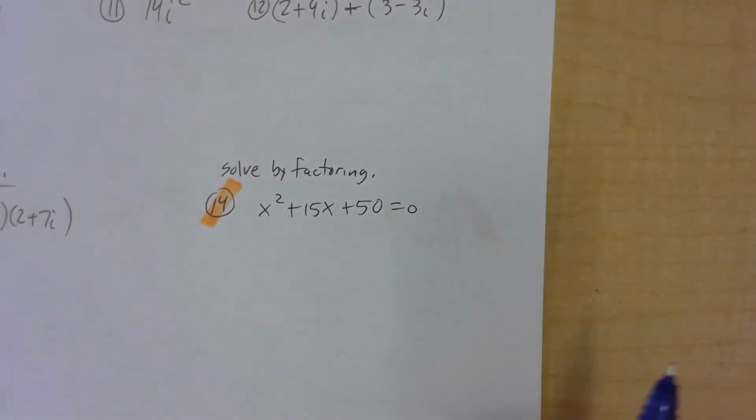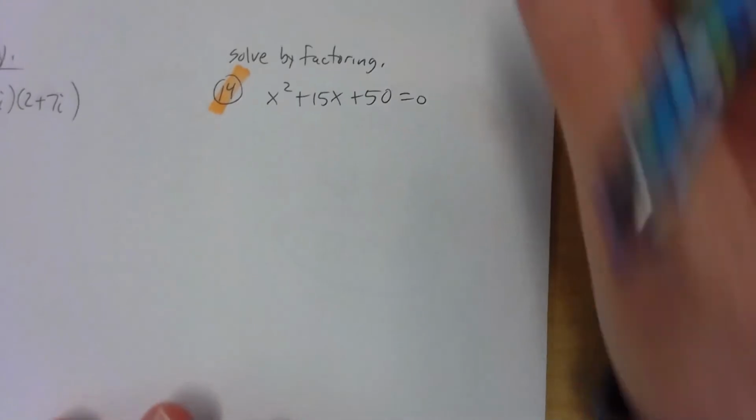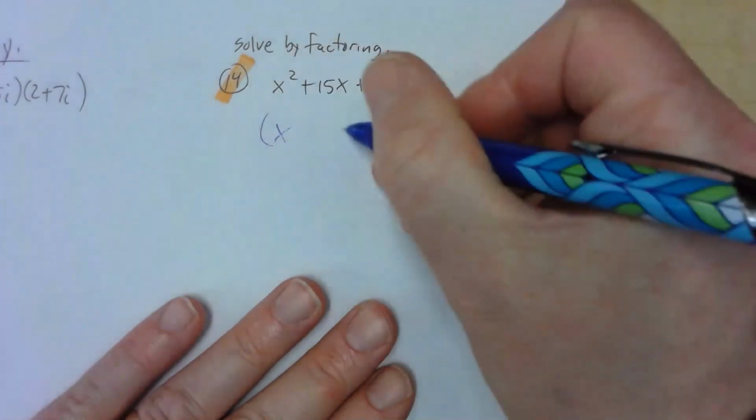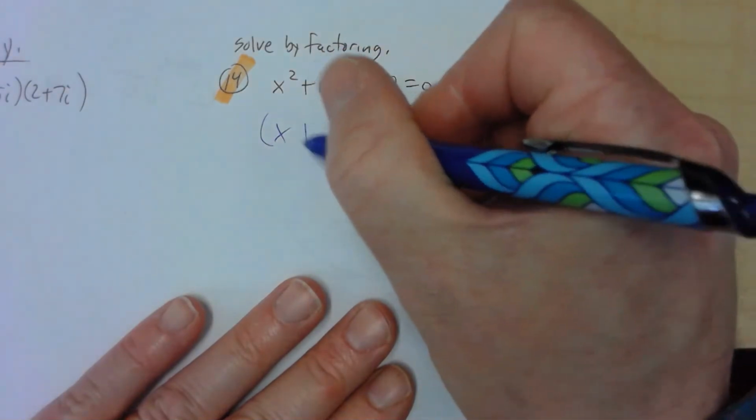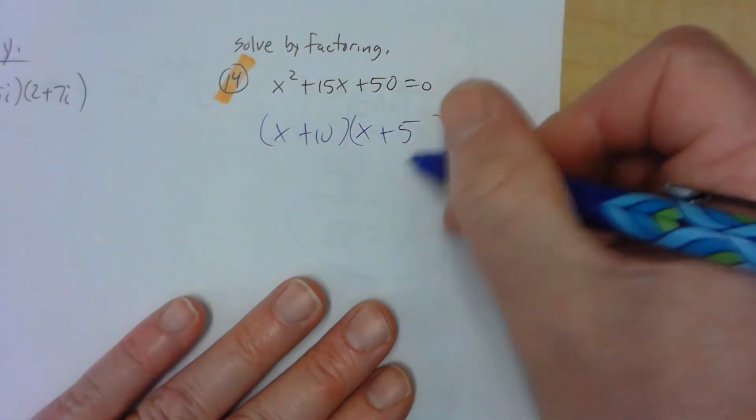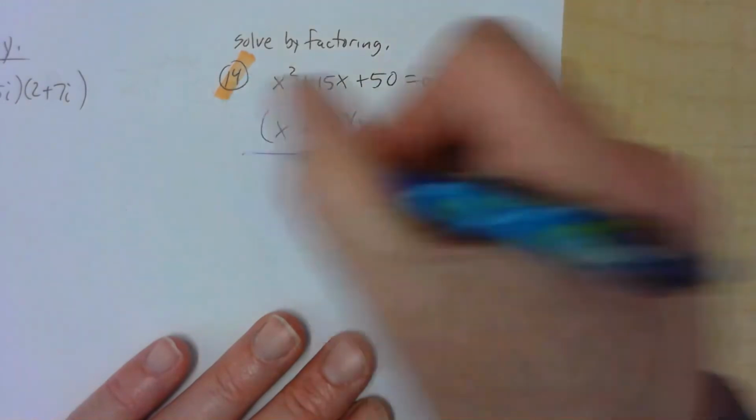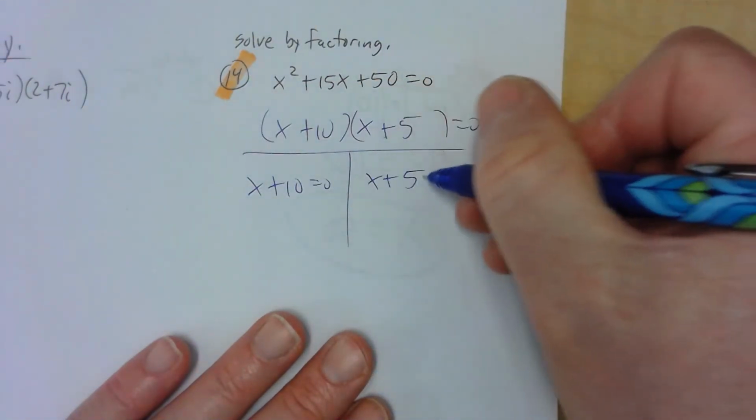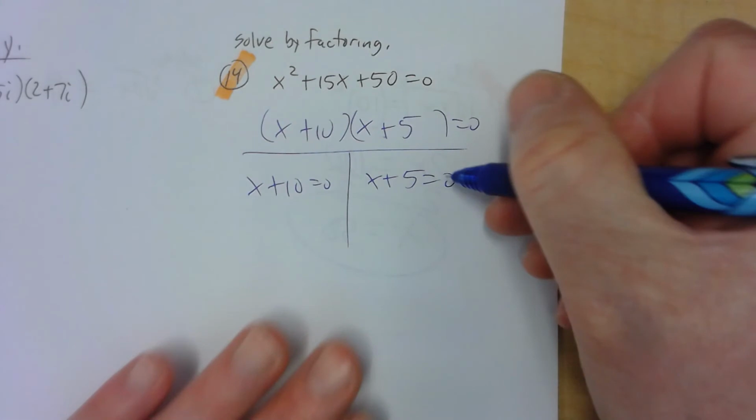Now solve by factoring. So there's a couple of these. I must be kind of big on the solving by factoring thing. And we get x, and then 10 and 5. Now that'll make 50 and 15. So we get x plus 10 is equal to 0, x plus 5 is equal to 0. Negative 5, negative 10. And we kind of did a zero product property already.